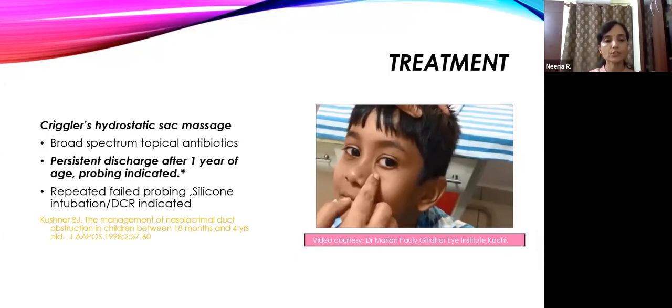So for any discharge which is present after 1 year of age, there is an indication for putting a probe and breaking the block. And if that doesn't work, you have to go for a surgery, which is a dacryocystorhinostomy. In the meanwhile, if there is some amount of discharge, you can treat the patient with broad spectrum topical antibiotics, but none of them will need it for more than 10 days. The key factor would be showing them and demonstrating how to do a good sac massage.